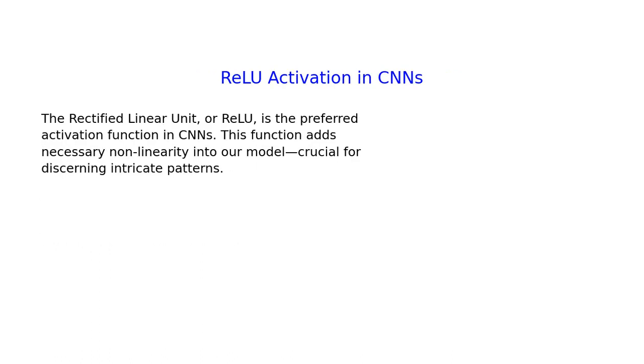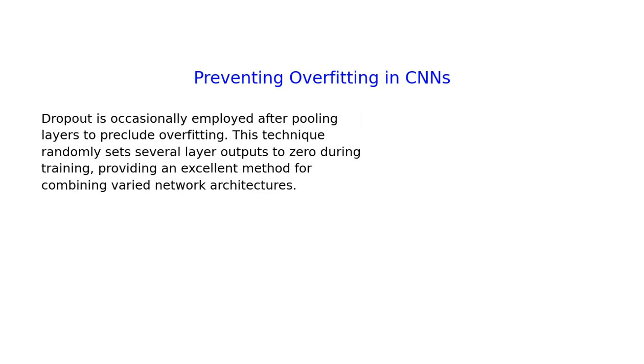The rectified linear unit, or ReLU, is the preferred activation function in CNNs. This function adds necessary nonlinearity into our model, crucial for discerning intricate patterns. Dropout is occasionally employed after pooling layers to preclude overfitting. This technique randomly sets several layer outputs to 0 during training, providing an excellent method for combining varied network architectures.